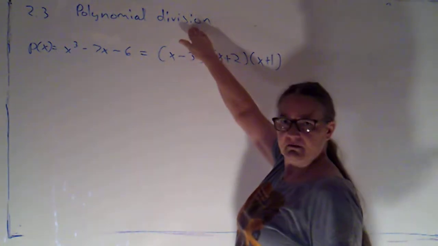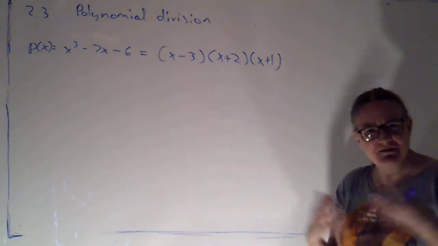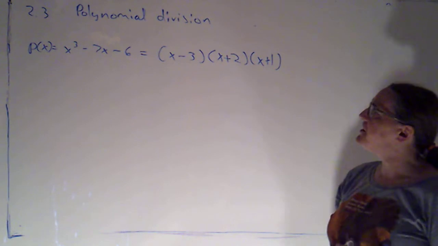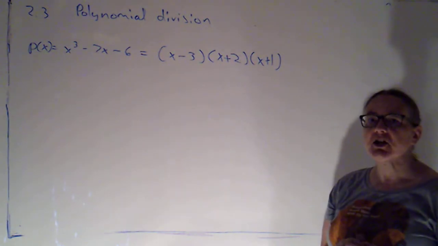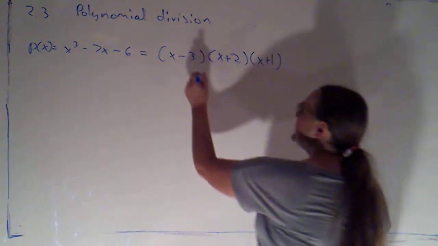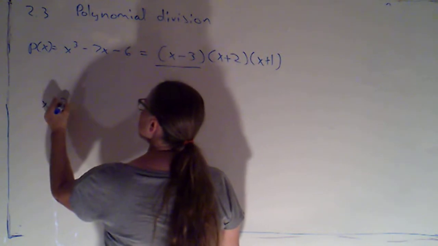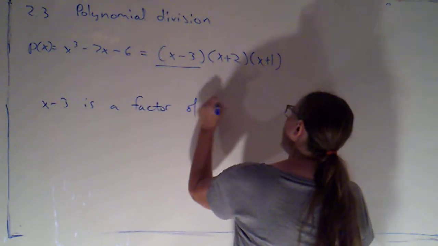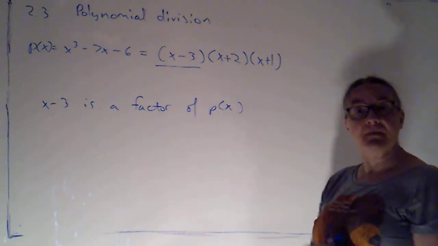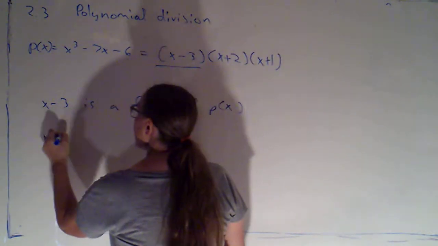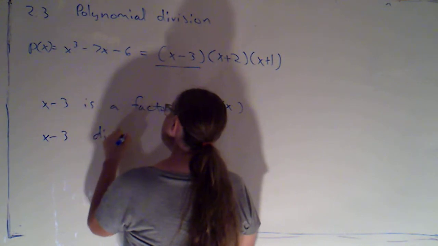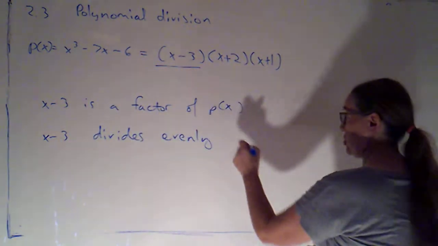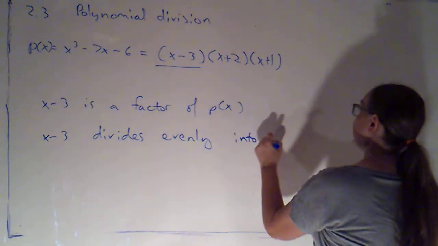Well, division is the opposite of multiplication. So division is also unmultiplying. And so division is inherently linked to factors. Here, I could say that x minus 3 is a factor of p of x. And what that means is that x minus 3 divides evenly, that is, with no remainder, into p of x.